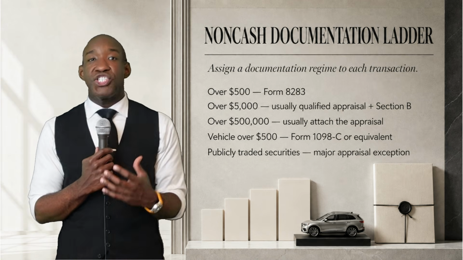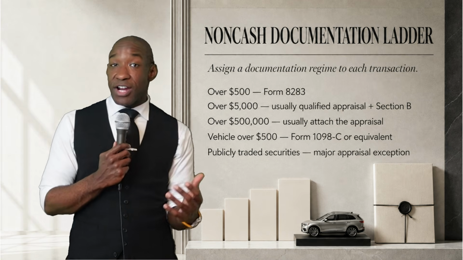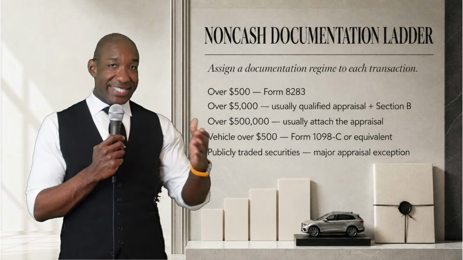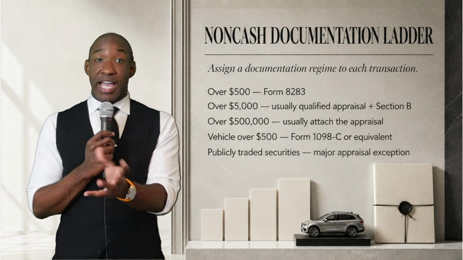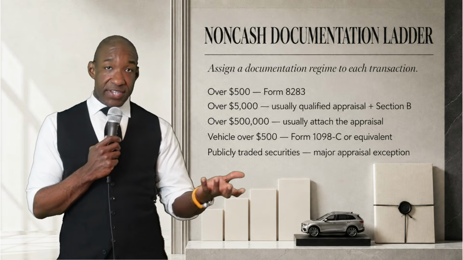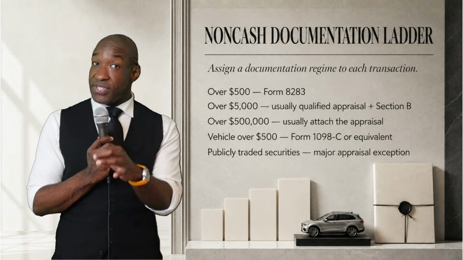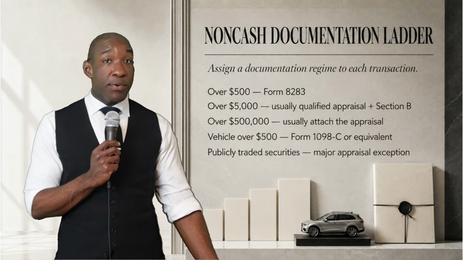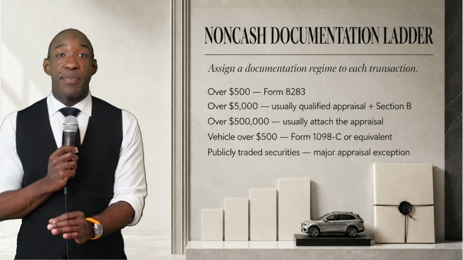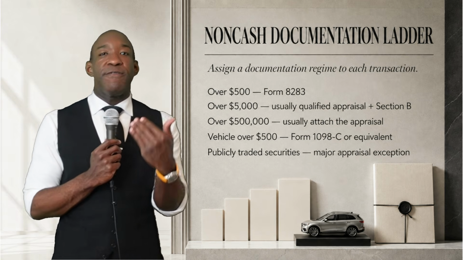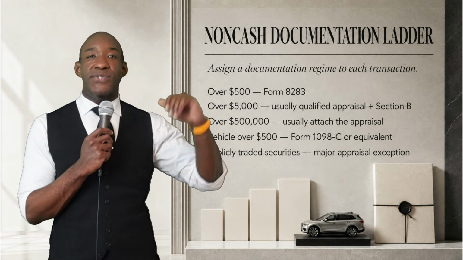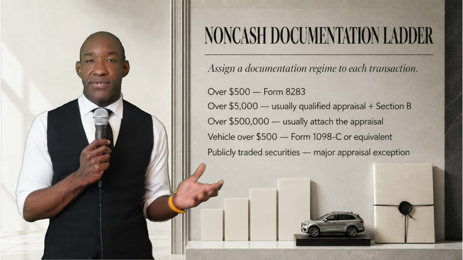A new associate should create a documentation tracker before preparing the return. For each gift, list the date, recipient, cash or property, amount or claimed value, donor's basis if relevant, acknowledgement received, Form 8283 requirement, appraisal requirement, and any special form. Do not wait until a review to discover that the client donated cryptocurrency worth $80,000 but never obtained an appraisal.